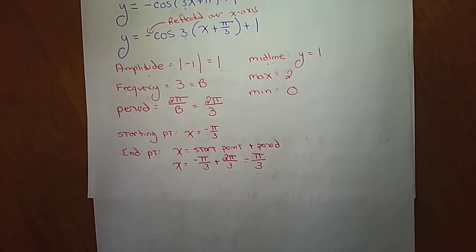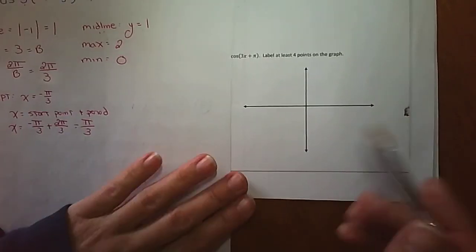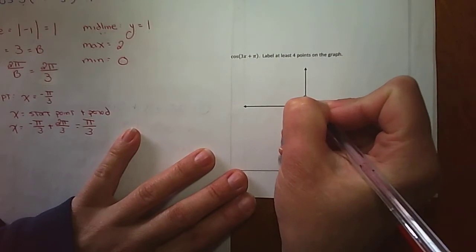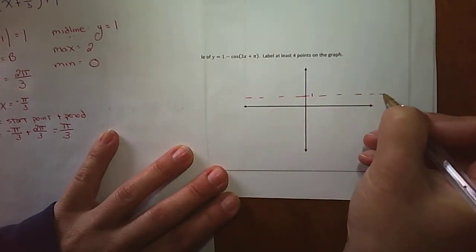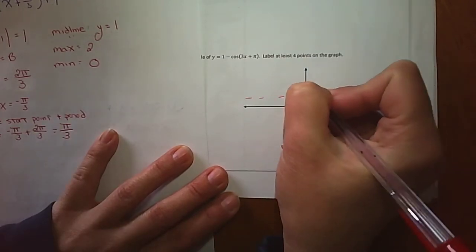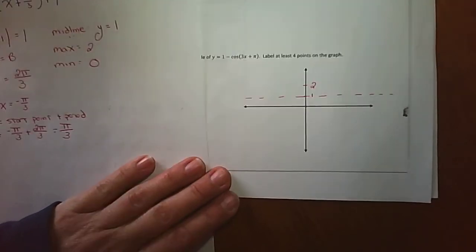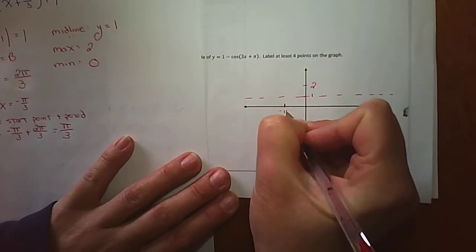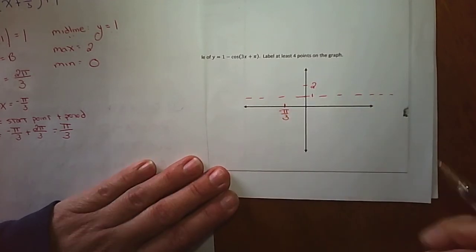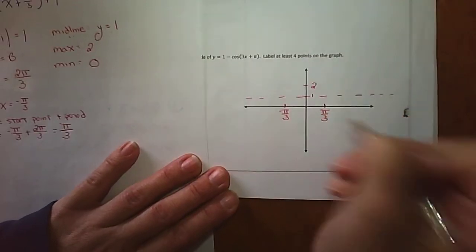All right, now we have enough information, you guys, to plot this. So I go to my graph here, and I know the midline is going to be at 1. So 1, that's my midline. And my maximum is going to be at 2, and my minimum is going to be here at 0. We also know the picture is going to start at negative pi over 3. So right here is negative pi over 3, and it's got to be done by positive pi over 3.